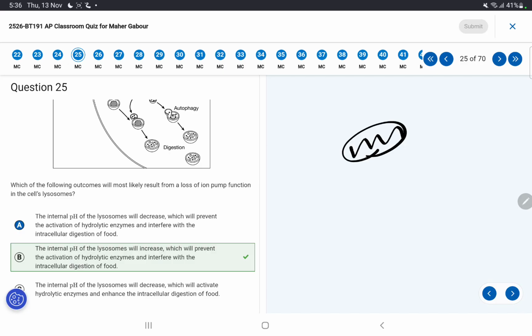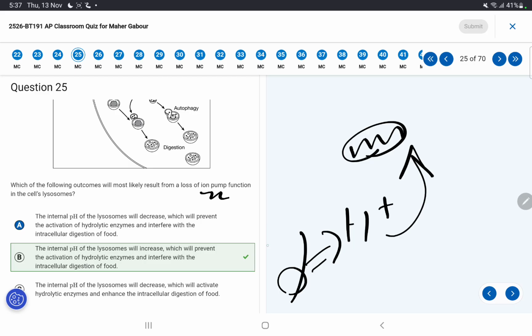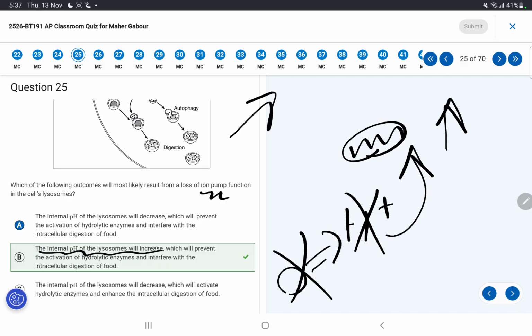What do we know increases acidity? H plus ions. This ion pump that they're talking about actually pumps H plus ions and sends them directly to the lysosome. If we lose this pump, we're going to then lose the H plus. Then the lysosome will eventually become more basic, less acidic. More basic means more alkaline. They're the same meaning. So the internal pH of the lysosomes will increase. The pH, as it increases, becomes less acidic, more basic, more alkaline. As it decreases, it becomes more acidic, less basic, less alkaline. So the pH of the lysosome will increase because there's no more H plus ions.